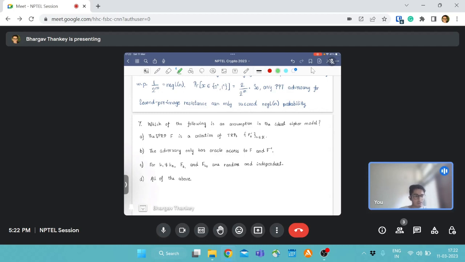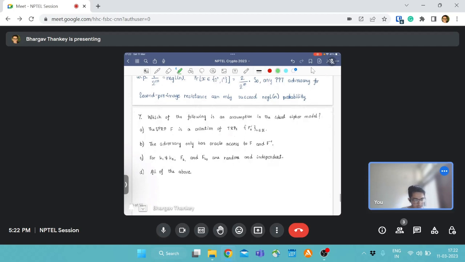This is true. Moreover, in the ideal cipher model, any entity involved in the construction also only has oracle access to F and F inverse. So B is also true. Option C: for two keys K1 not equal to K2, F_K1 and F_K2 are random and independent. This is also true because they are totally random permutations which are independent of each other. So all of these are assumptions of the ideal cipher model.